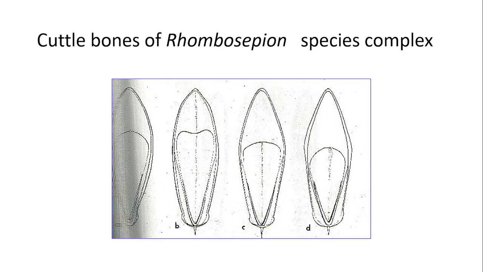Next, we move to the cuttlebones of the Rhombosepion complex. These are the photographic images. We can see the single notch which is present in the Rhombosepion complex in the hinge region of the posterior part of the cuttlebones.